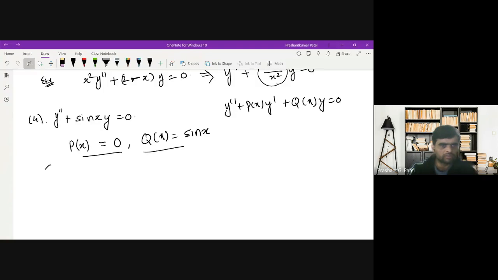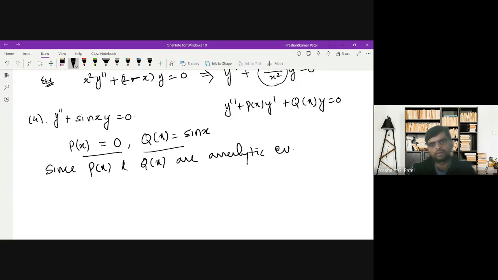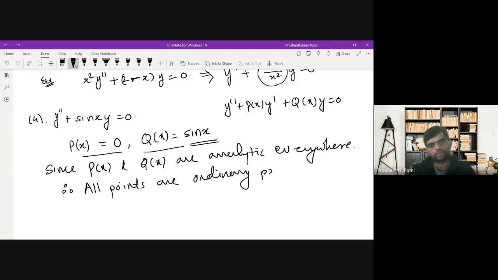Since p of x and q of x are analytic everywhere, because the sine function is also analytic everywhere, because it's differentiable everywhere. So it is analytic everywhere. So therefore all points are ordinary points. All the points are ordinary points.